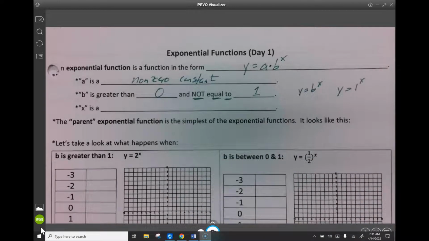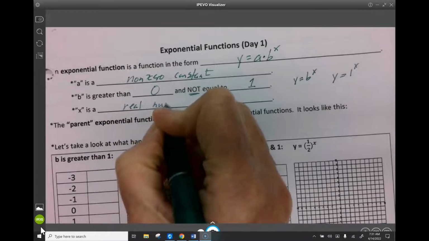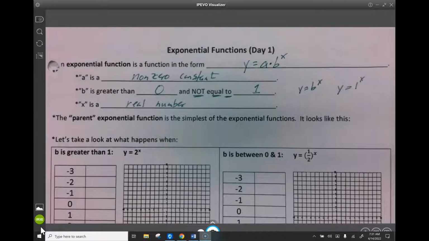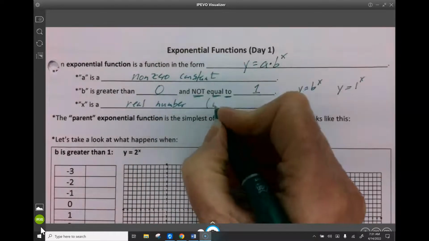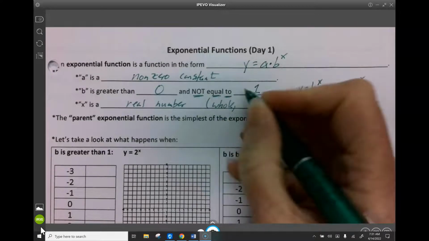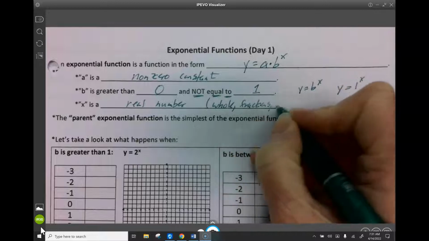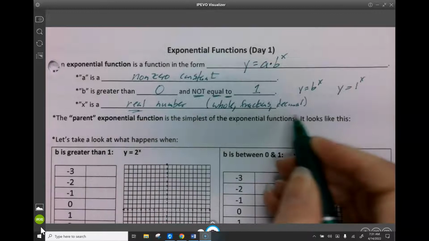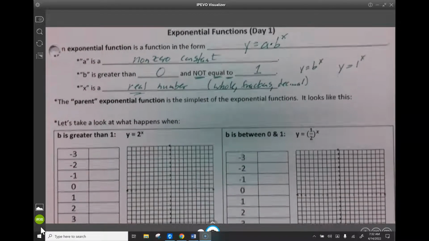It's kind of unique. x is a real number. And remember, with real numbers, what we're talking about is that they can be fractions, they can be decimals. So a real number is whole numbers, let's just write this down, that's whole numbers, that's fractions, it's decimals. And because it's a real number, it could actually be non-repeating decimals. So it can pretty much be anything.